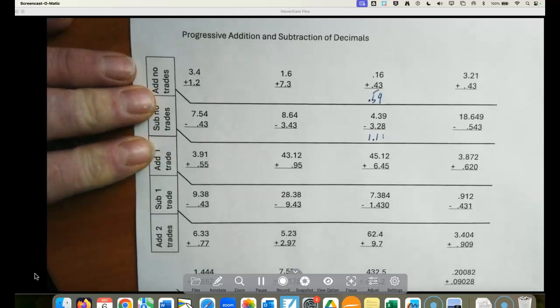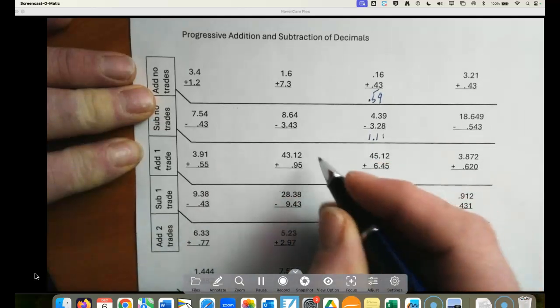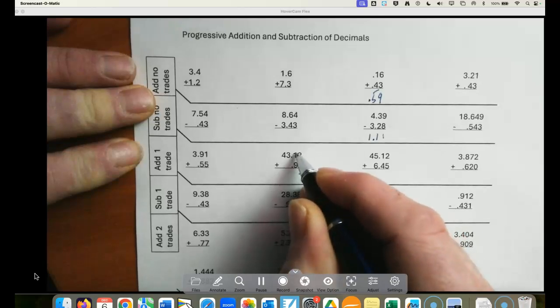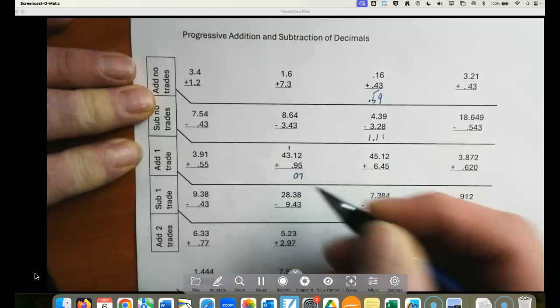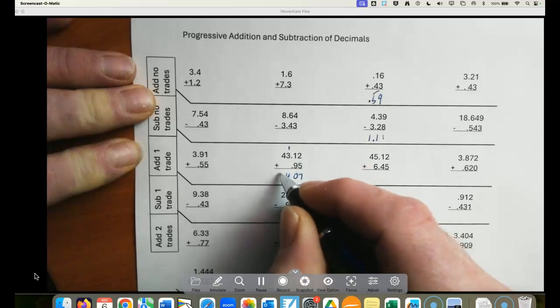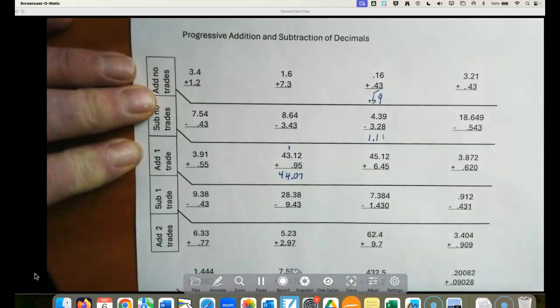All right, let's jump over here, and now in this line we'll have one trade that we have to make. And if you're not sure what a trade is, I'll show you in just a second here. So 2 plus 5 is 7, we're adding down. And here's the trade, 1 plus 9 is 10. So we put the 0 down, and we have to put the 1 up. 1 plus 3 is 4, and 4 plus 0 is simply 4. So we leave the decimal right where it was, right in line, and we're okay. It's like adding $43.12 plus 95 cents, $44.07.